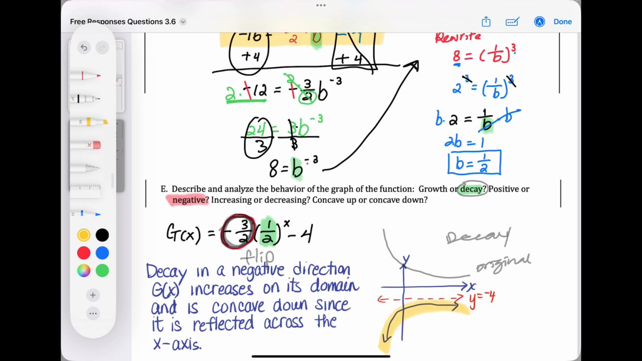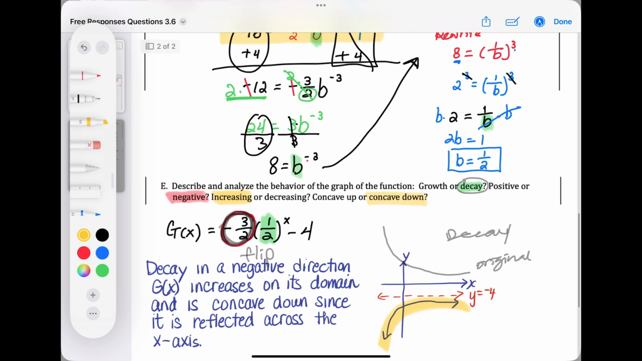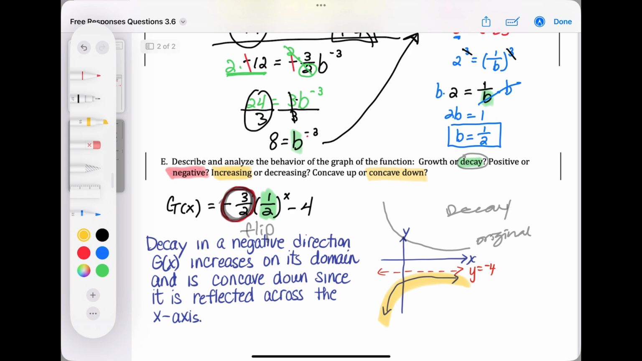So therefore, seeing is believing. What do you notice about my picture? It will be increasing. And is that a U shape up or U shape down, aka concave down? That's what we talk about.